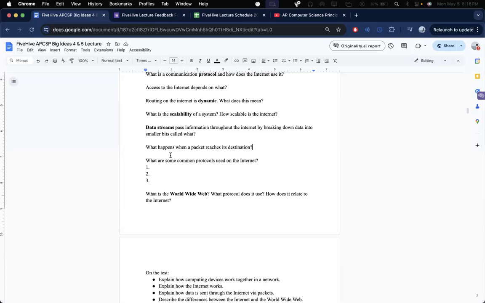All right, so some common methods, some common protocols used on the internet. We just kind of went over them, right? IP, TCP, and UDP.